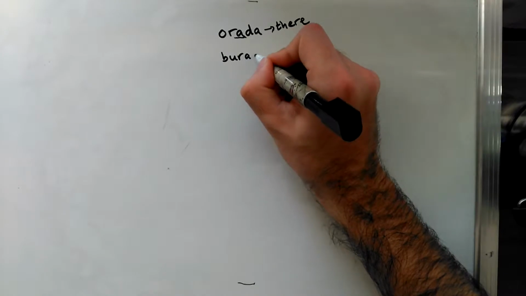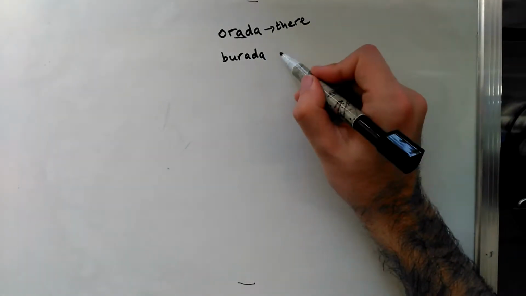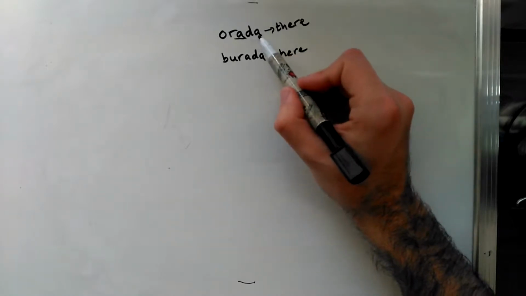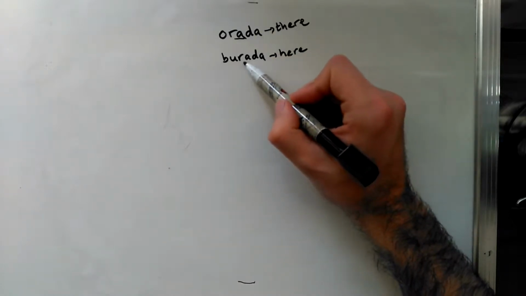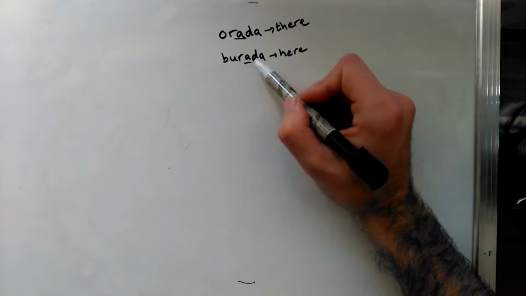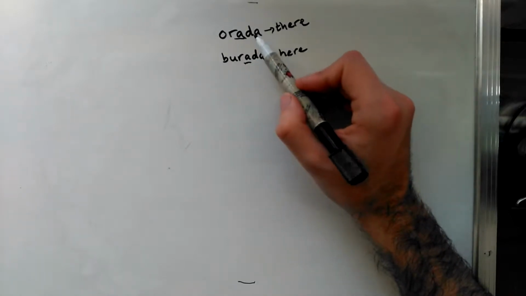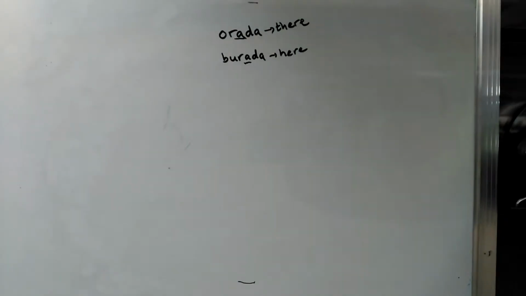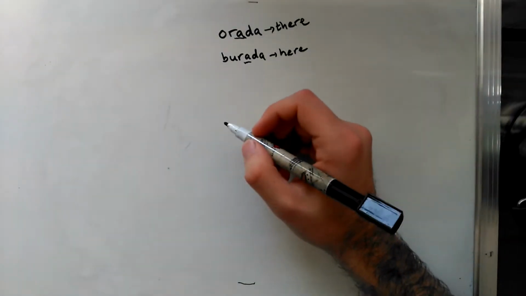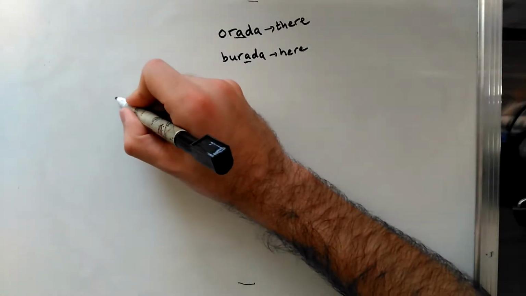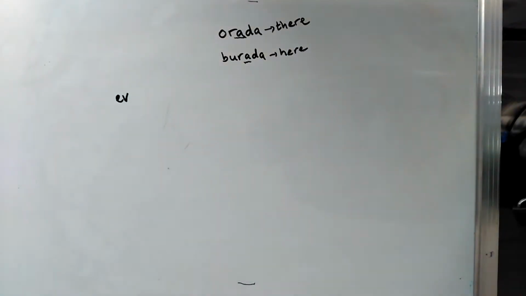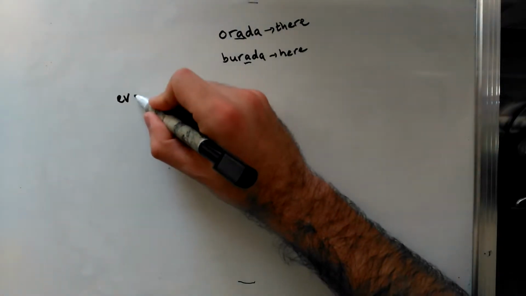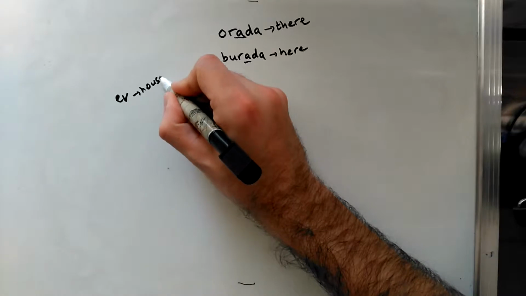And burada is here. Orada and burada. Again, you can omit this one, we usually do, and say burada. Orada and burada. There and here. Now let's learn some words. For example, ev. Ev is a very short, very easy word, and it means house or home.